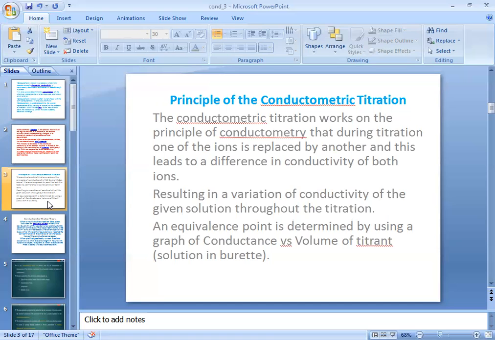Okay, so ये जो change variation आएगा conductivity में, ये आपको record करना है. And the equivalence point is determined by using a graph of conductance versus volume of titrant. Now, मतलब हम लोग यहाँ पर एक graph plot करेंगे. On the y-axis we will plot conductance values, and on the x-axis we will take the volume of the titrant.